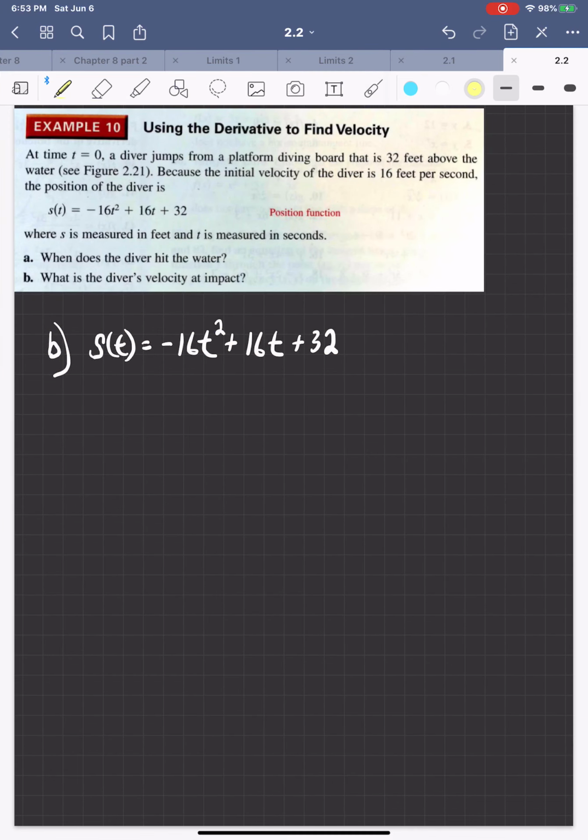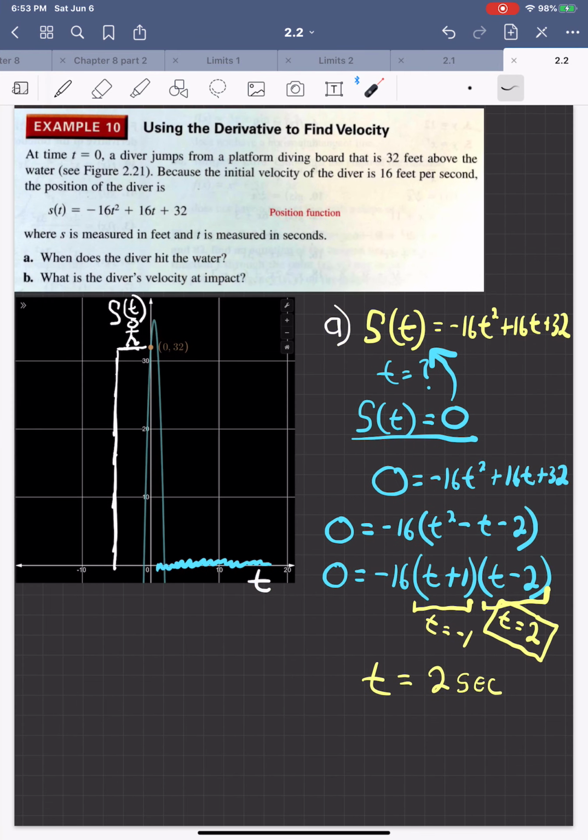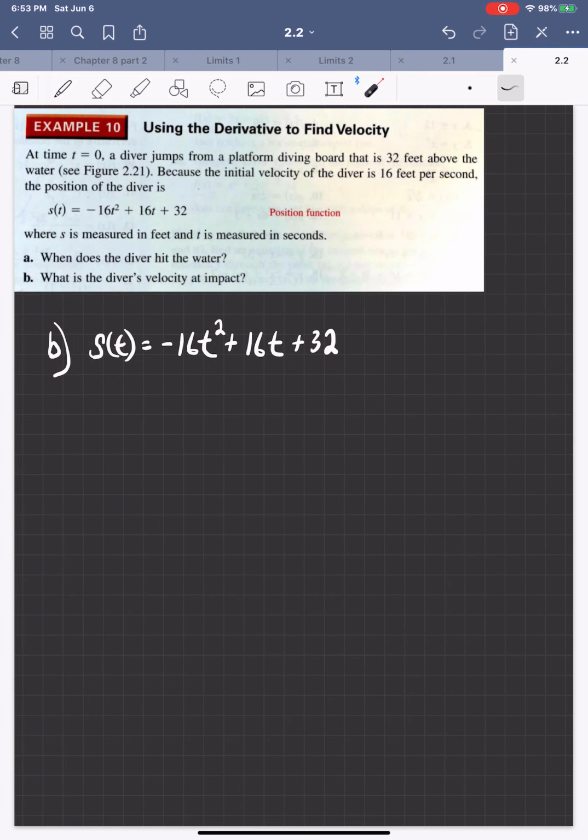All right, part B. It says, what is the diver's velocity at impact? Let's translate that. When that diver finally hits the water, 2 seconds later, what is the velocity, how fast they're moving? So if you hear slope, think derivative. If you hear velocity, think derivative. Or when in doubt, take a derivative. So we're going to take the derivative of this function, which is fairly easy.